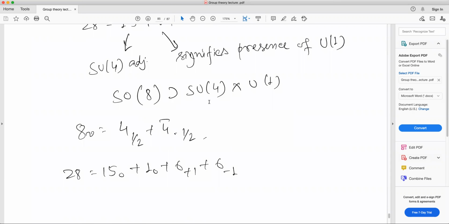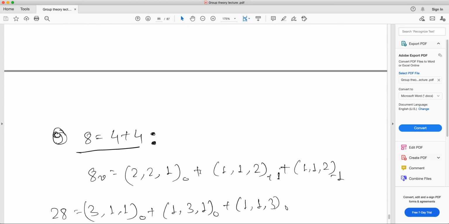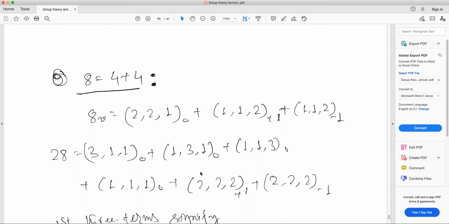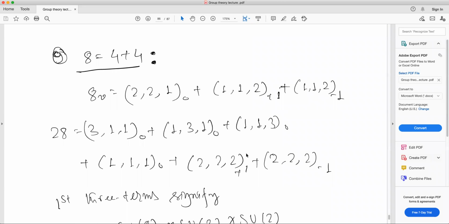So can you think of SO8 to be like SU4 cross U1? Then the 8 would be like 4, U1 charge half plus 4 bar, U1 charge minus half. So the sum of the U1 charges is 0. And the 28 would be written in this particular form. Right? Another way of looking at SO8 is 4 plus 4, but now it is decomposed in terms of more than one simple algebra, like 2, 2, 1, 0 plus 1, 1, 2, 1, 2 minus 1. And the 28 is written in this particular form.